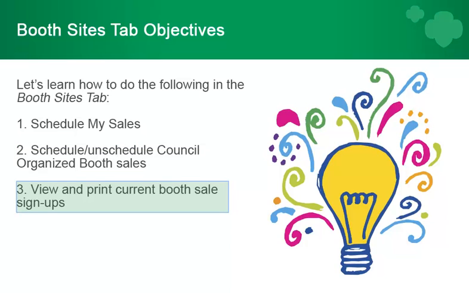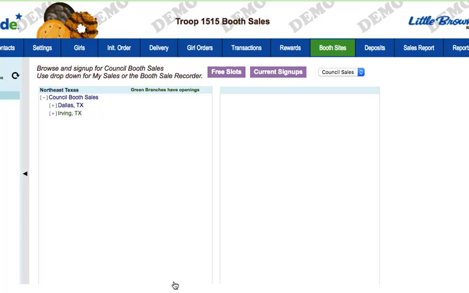You will use the Boost Sites tab to schedule My Sales, schedule and unschedule council-organized boost sales, and view and print your current boost sale sign-up. First thing we're going to do on the Boost Sites tab is sign up for a council-organized boost sale. In live eBudde, this will be a long list of cities, all within 32 counties. You are permitted to sell at any of those locations as long as you sign up through eBudde.